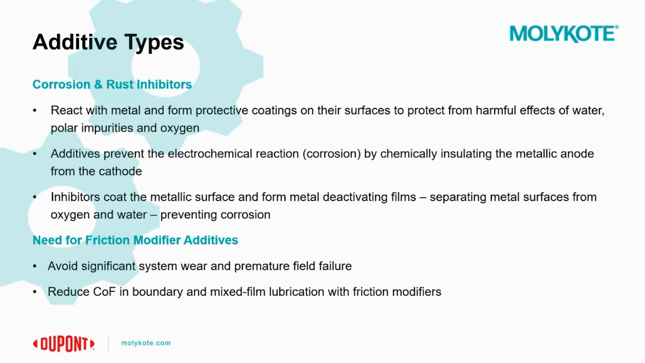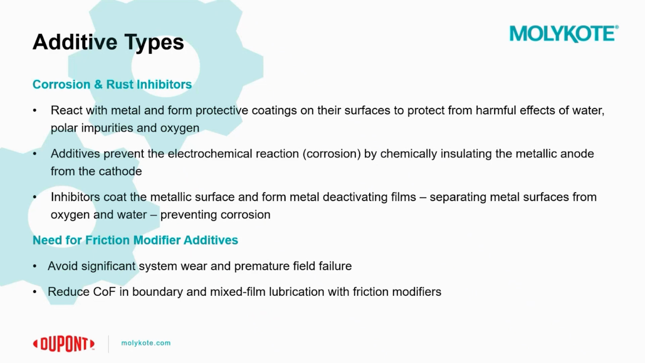And the main difference between a rust inhibitor and a corrosion inhibitor is where they function. The corrosion inhibitors typically protect copper surfaces, and rust inhibitors usually protect iron surfaces. And chemically, both additive types are very similar, and they both have polar head groups that attach to the metal surfaces and hydrocarbon tails that form a film to protect the metal surfaces against the electrochemical attack.